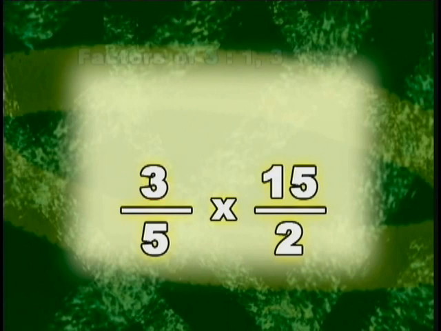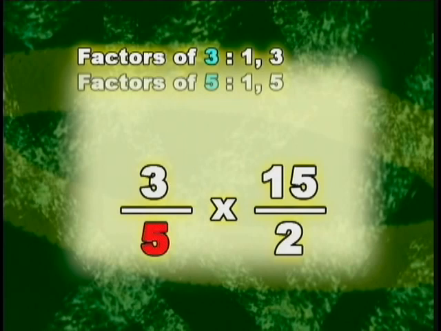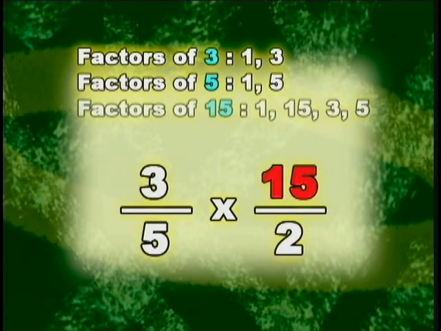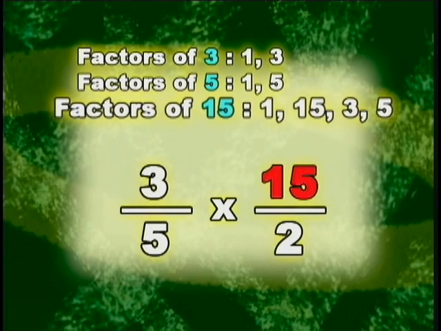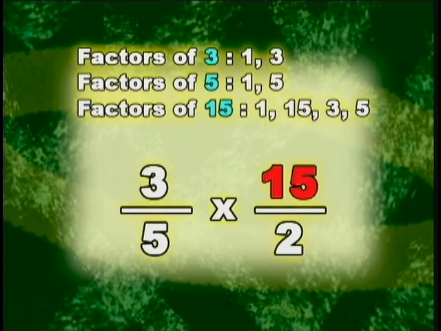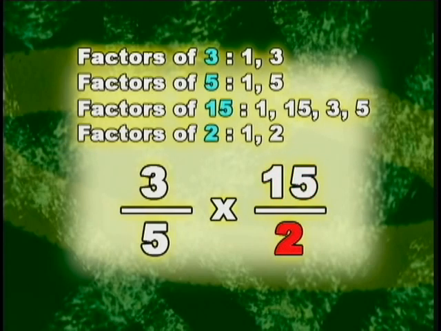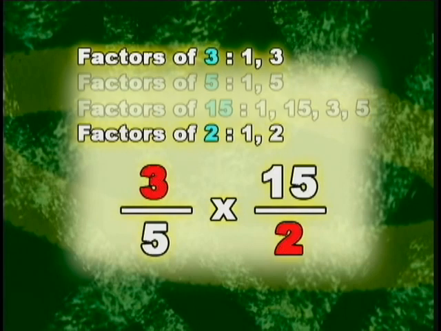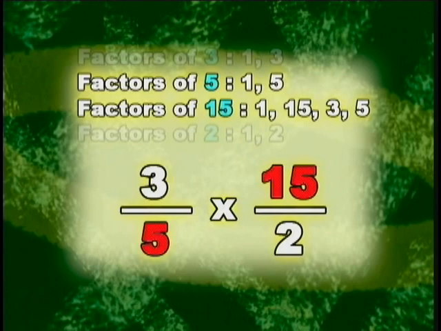The factors of 3 are 1 and 3. The factors of 5 are 1 and 5. Next, we look at the factors of 15 and 2. The factors of 15 are 1, 15, 3, and 5. The factors of 2 are 1 and 2. 3 and 2 don't have a common factor. 5 and 15 have a common factor. Their greatest common factor is 5.